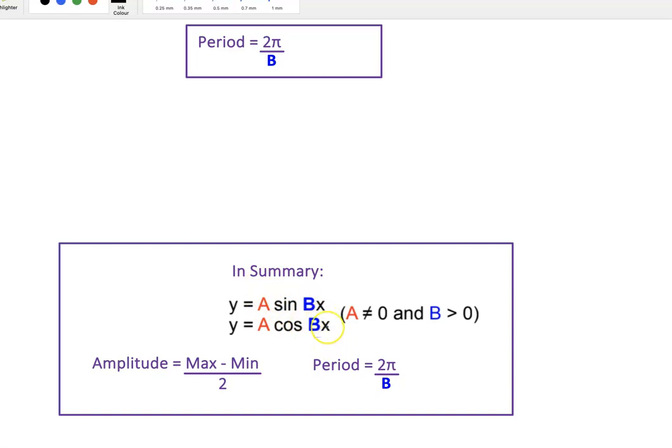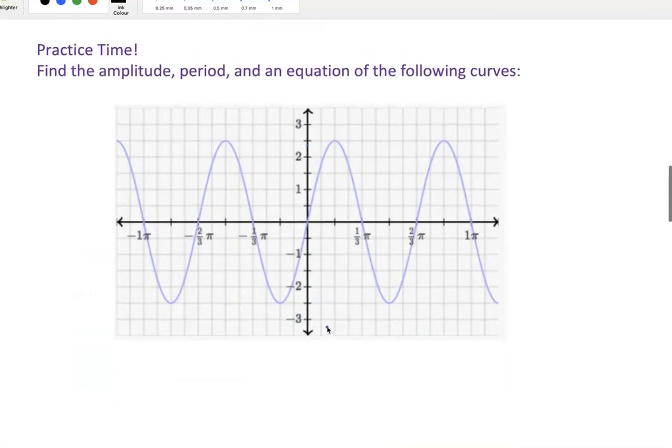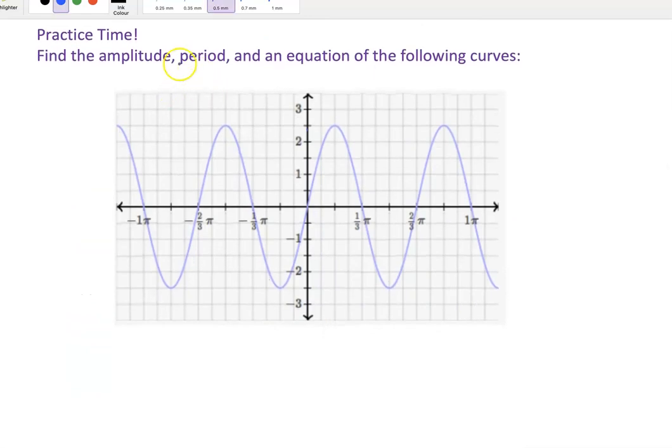So let's start. All right, here's a graph. And let's find its amplitude, period, and let's write the equation. All right, so amplitude. How high or low above the midline does it go? Well, this is 2.5, right? And so this is negative 2.5. So my amplitude is 2.5.